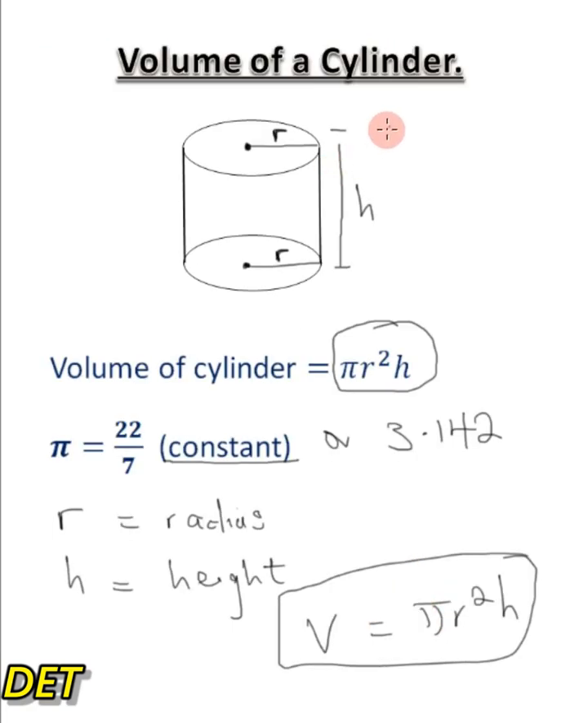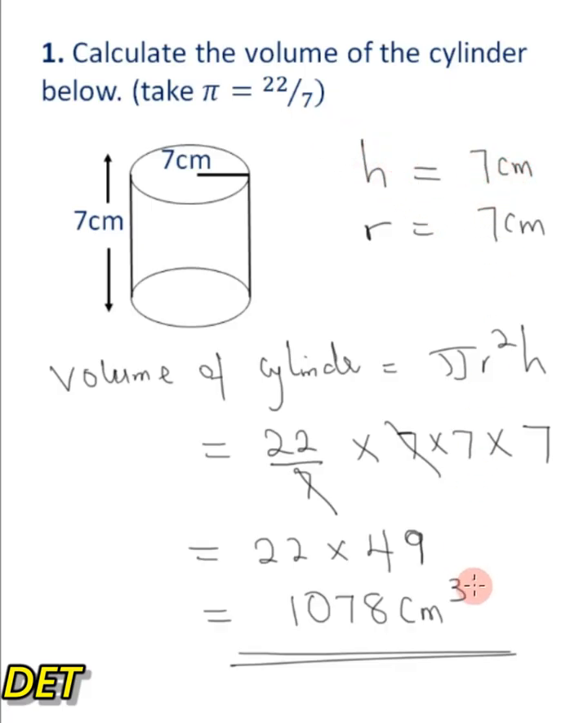Assuming the radius was given in meters and the height was given in meters, then the volume would have been meter cube. But since it was given in centimeters, it will be centimeter cube. So the main important thing here for you to note is the formula for the volume of a cylinder: pi r squared h. It's quite simple and straightforward.